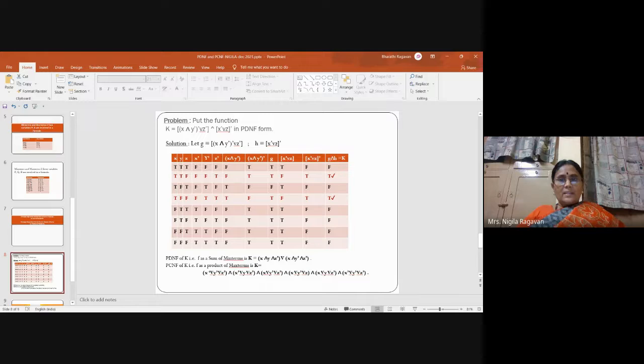Suppose nowhere it is F, everywhere it is T. All the truth values of K being T means it is a tautology. For all possible combinations of X, Y, Z, K becomes true. That means K is a tautology. If it is a tautology, there is no PCNF. There is no PCNF for a tautology. There is no PDNF for a contradiction. Okay, today we end this class.